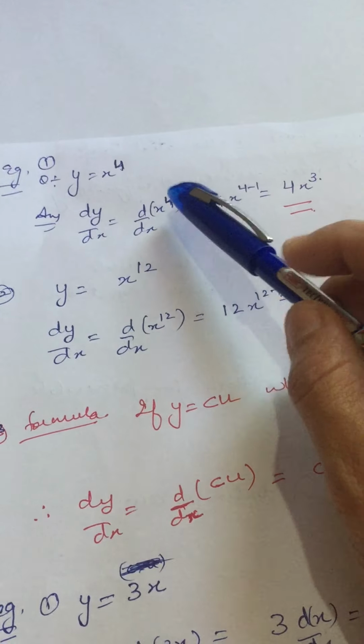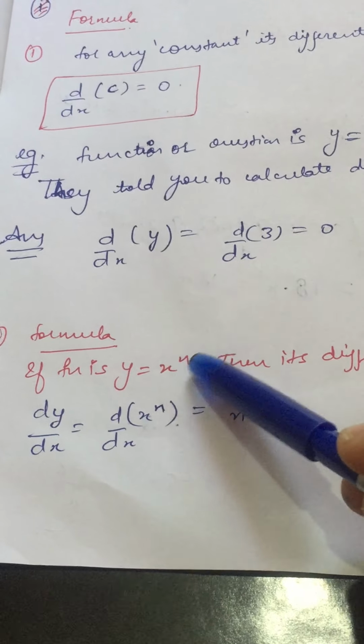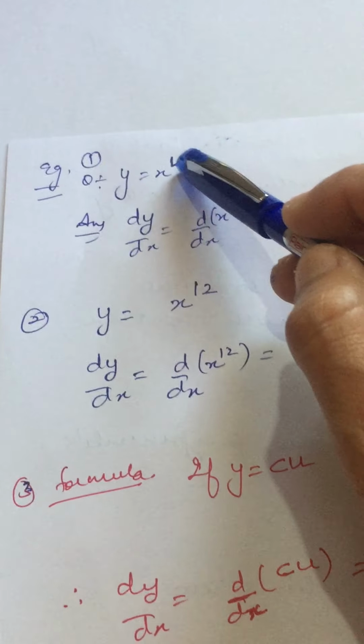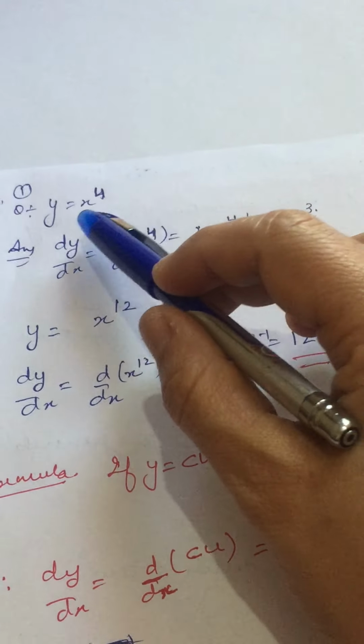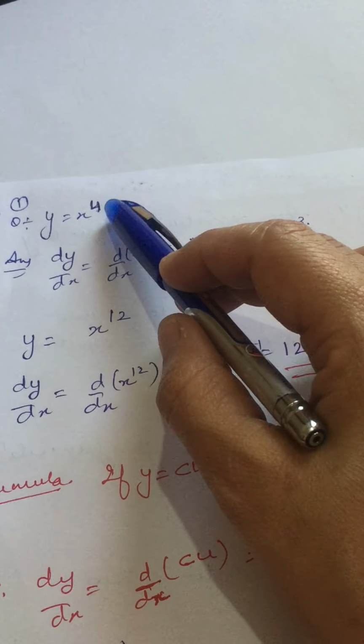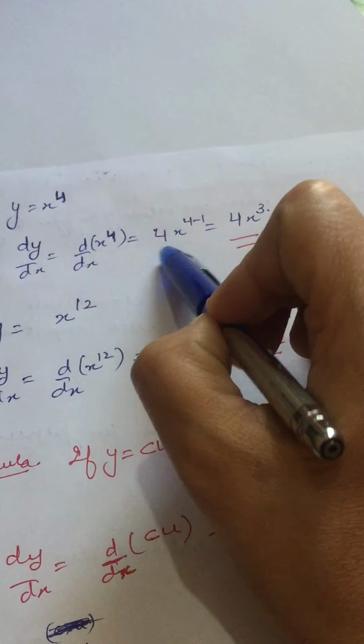Now x raised to power 4, this function matches with my formula. It is x raised to power n. So for x raised to power n, what I told you, the power will come forward, means 4 will come forward, then the same function, and we will subtract 1 from its power. 4 minus 1, we are left with 4x raised to power 3.